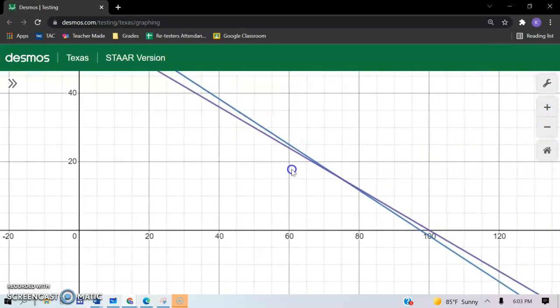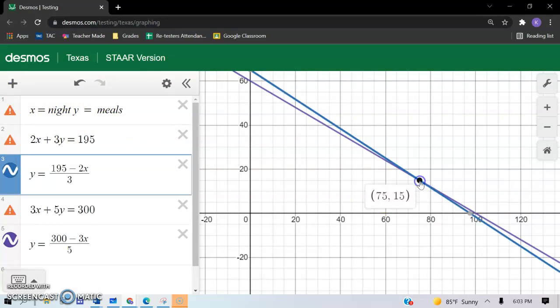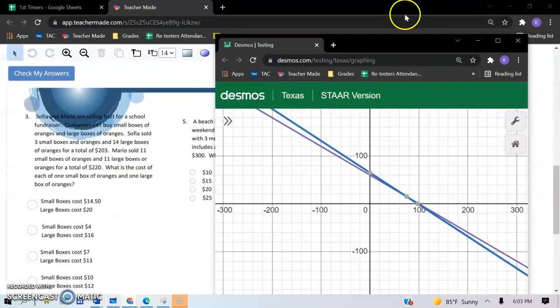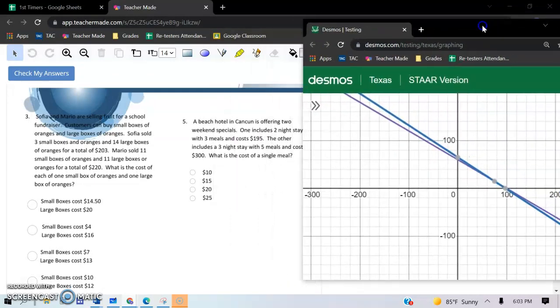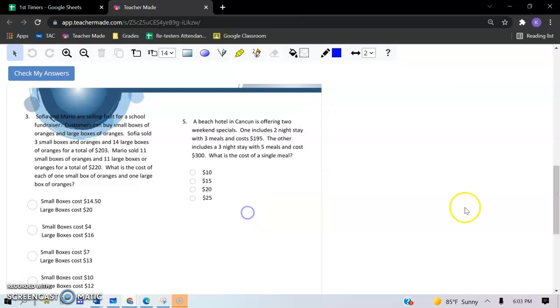These are my lines, and they cross right there, 75 and 15. Now, what does this represent? Let me go back over here. The first number is the X, which is how much is each night. They charge me $75 per night. And how much is each meal? It is $15 per meal. So they're asking here, what is the cost of a single meal? It's the second number, which is 15.